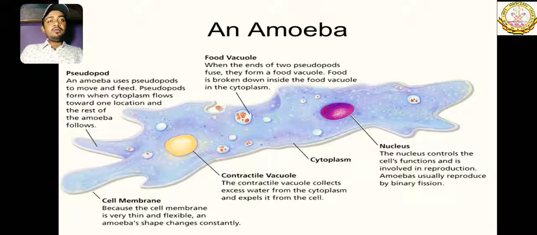Food vacuoles are also present. When the ends of two pseudopods fuse, they form a food vacuole. Food is broken down inside the food vacuole in the cytoplasm. This is the cytoplasm, the liquid which is filled inside the cell. The nucleus controls the cell's function and is involved in reproduction. Amoebas usually reproduce by binary fission if the situation is favorable.